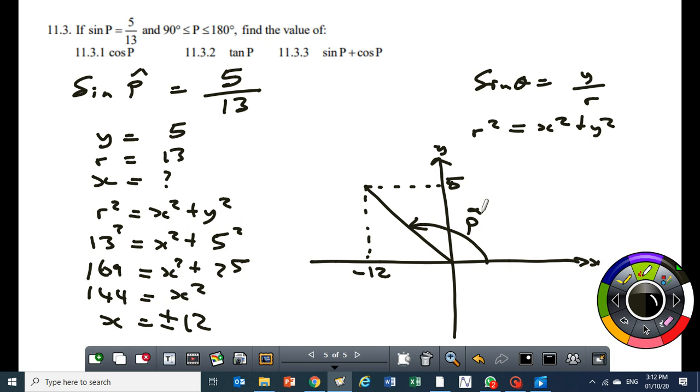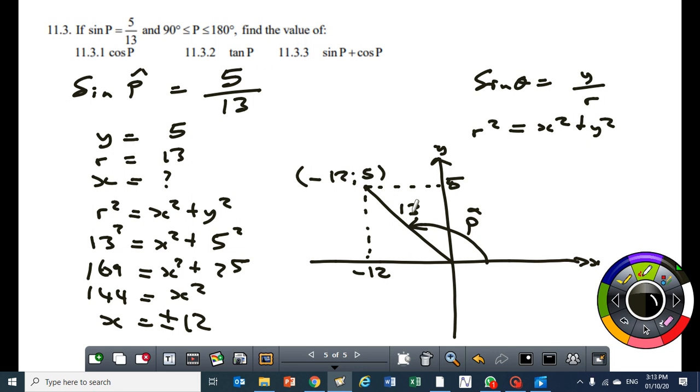Yes, the terminal arm can move from one quadrant to the next. Okay? So it means that this point here will be minus 12, 5. Okay? And your r is 13. Generally, this diagram, you are supposed to draw it and you get 1 mark for it.